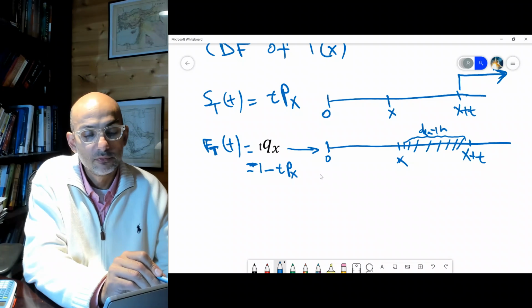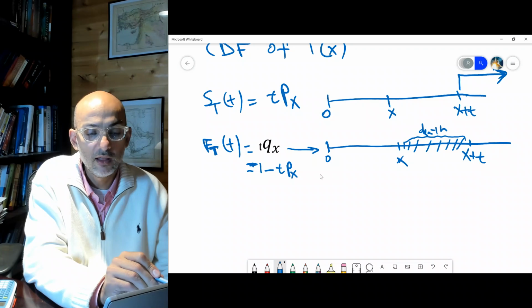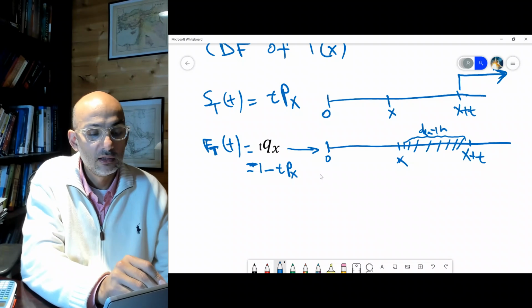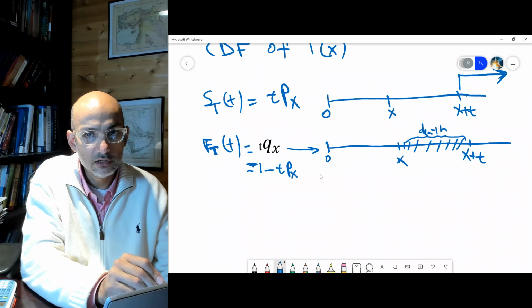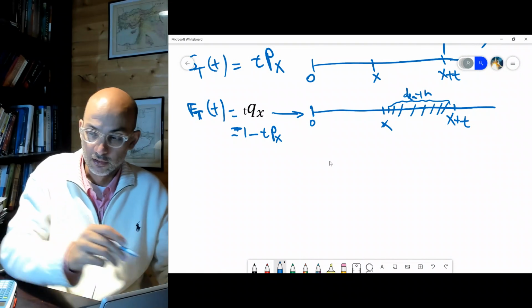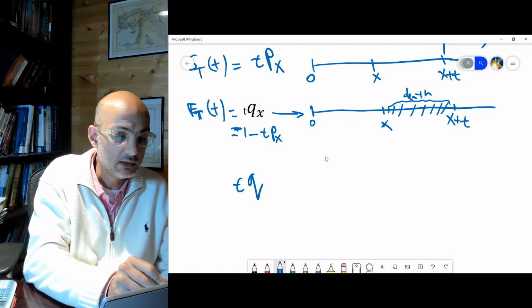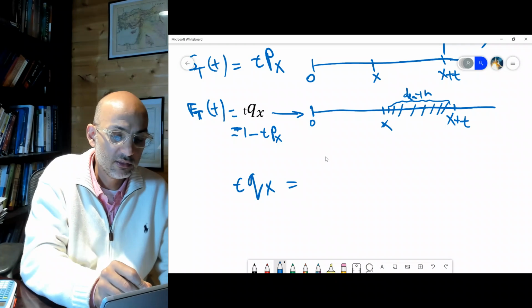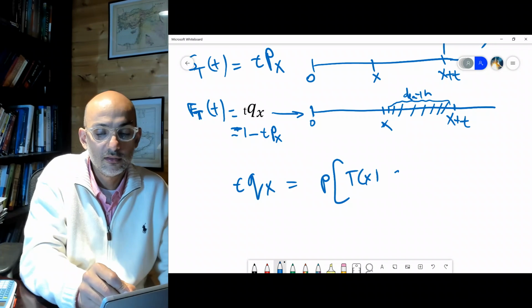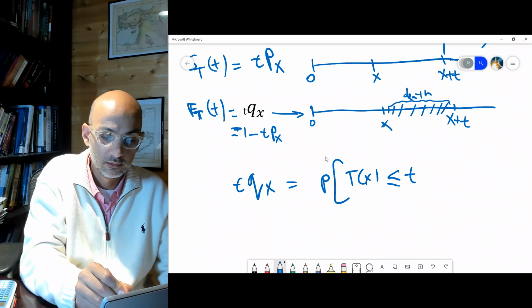TPX is the opposite: the person survives to age X, and then survives an additional T years, maybe 10 years, 15 years. But here QX is death, so they reach age X, and they die within the next T years. This should be straightforward for us, nothing difficult here. So TQX you can think of as the probability that the remaining lifetime until death is less than t.